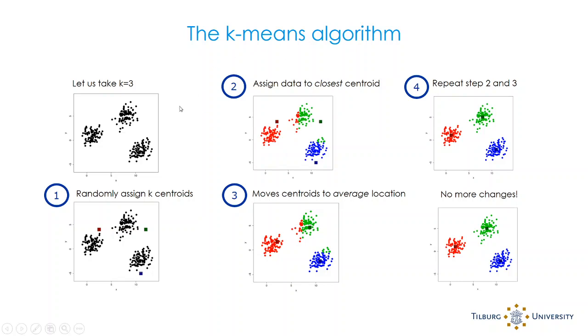In the second step, we just assign each data point to the closest centroid. In that way, we are actually forming the groups, okay? Later on, we move the centroids to the average location, which is basically the center of each group. In this step, we are recomputing, updating the centroids, okay? And later on, we repeat steps 2 and 3 and so on until a stopping criterion is reached, okay? This is how it goes, and this is the way we form the clusters.